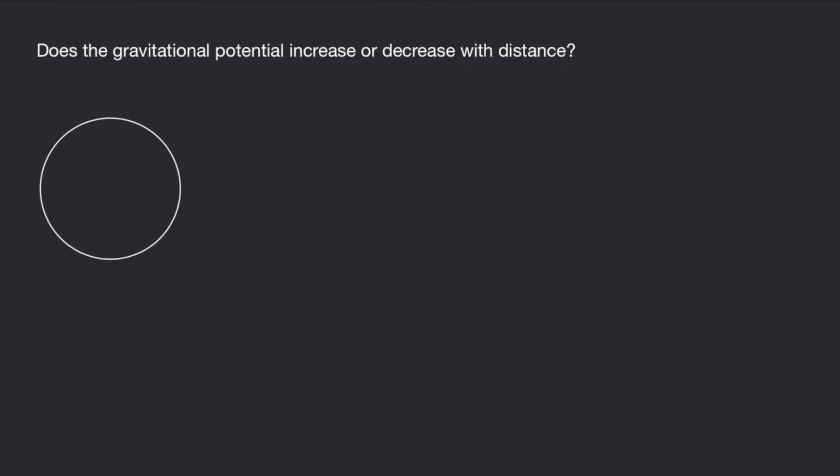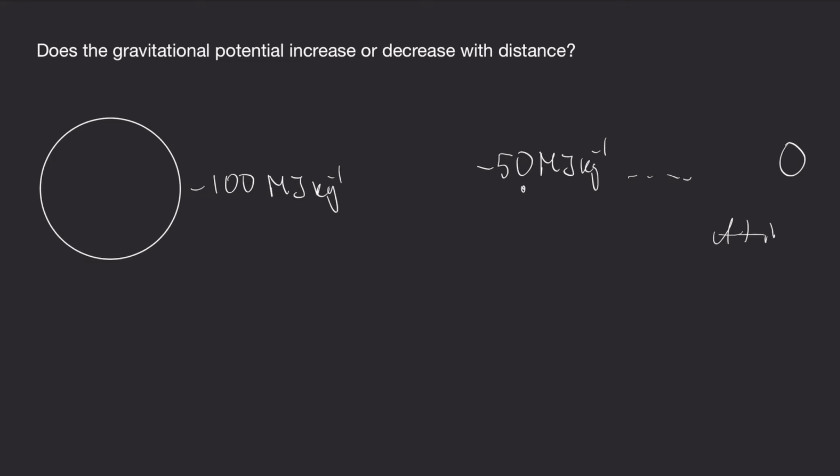Another important question is, does the gravitational potential increase or decrease with distance? Well, let's imagine that we have a certain planet, and let's say that on the surface of the planet, I'm just going to make up some numbers here, the gravitational potential is, say, negative 100 megajoules per kilogram. Then at some point later, it goes up to, let's say, negative 50 megajoules per kilogram, and then steadily goes to minus 10 and so on and so forth, and then it's 0 at infinity. So whenever we reach infinity, the gravitational potential reaches 0.